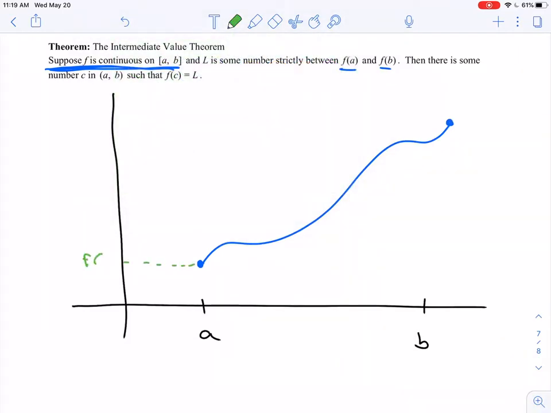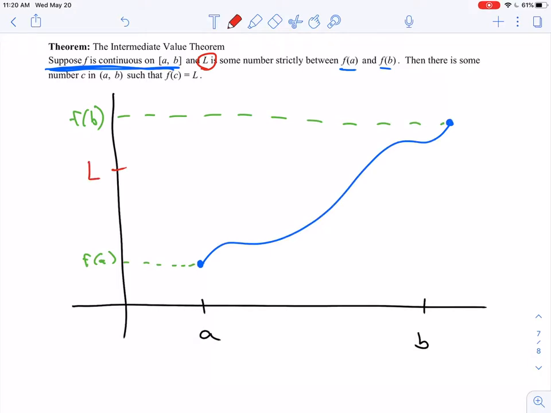So here is f of a, and then here is f of b. And we're going to pick some number. We're going to pick an L that's strictly between these two. So it can't be f of b or f of a, but it can be anything in between. So let's just say it's right here. Let's say this is L.